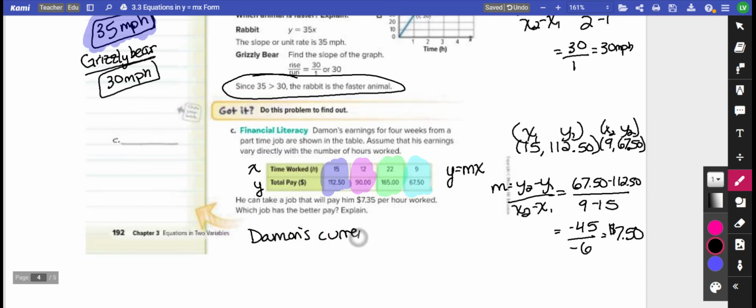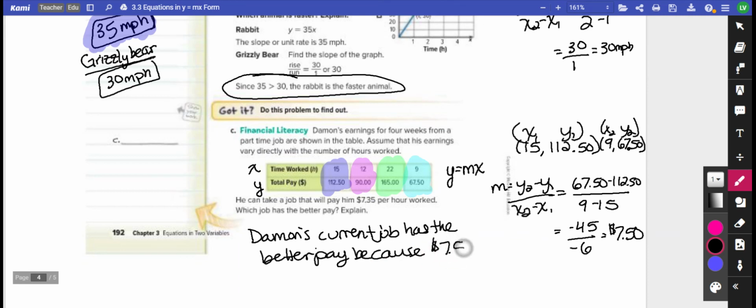Damon's current job has the better pay because $7.50 is larger than $7.35.